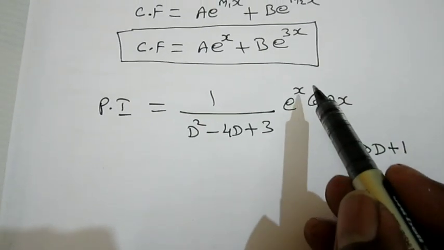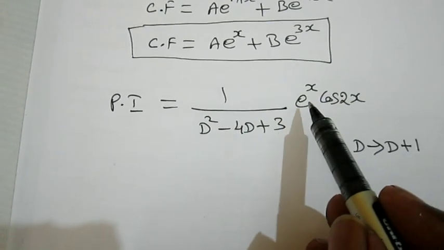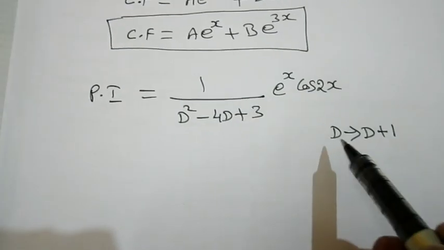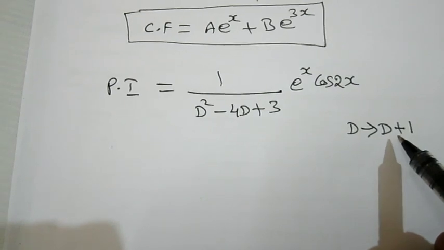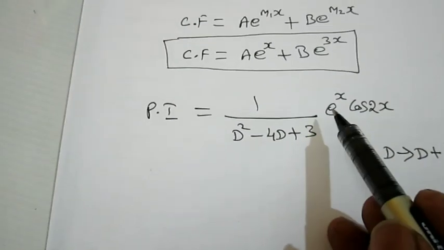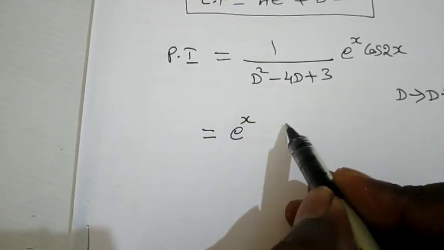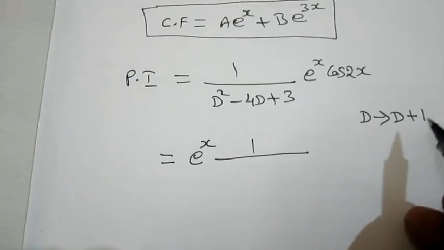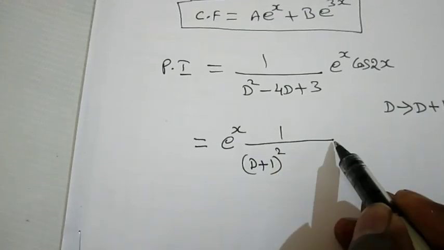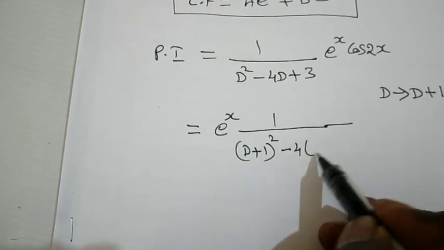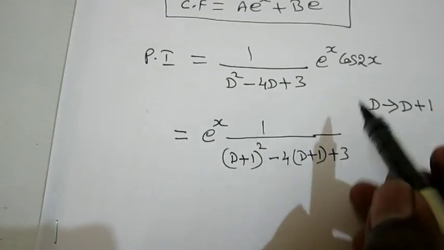Already I told you this is type 5, e power ax into v. So first you have to operate, replacing D by D plus a. Here a is 1, so D is replaced by D plus 1. After replacing D by D plus 1, keep the e power x term outside on the left hand side. So e power x, 1 by (D plus 1) the whole square minus 4 into (D plus 1) plus 3, with cos 2x remaining.